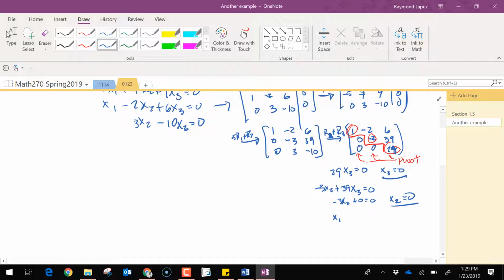And then likewise, x1 minus 2x2 plus 6x3 is equal to 0. But we know that these are all equal to 0. So all you have is 0, 0, 0, trivial solution. And then that's that. And if we were to graph these 3 planes, you'll see the only intersection that they will have would be at the origin.